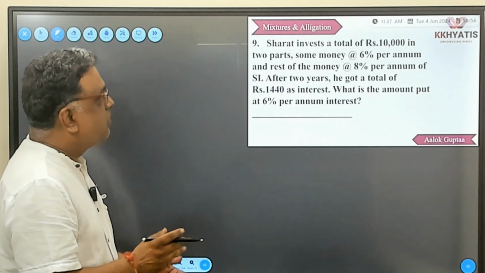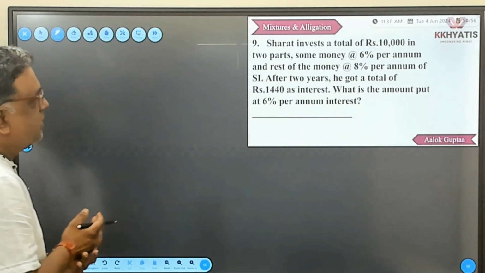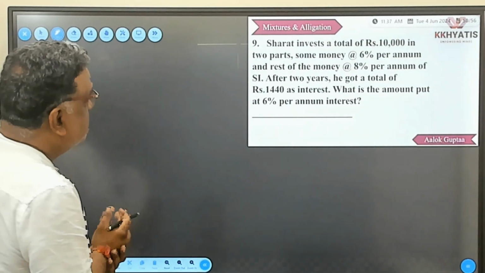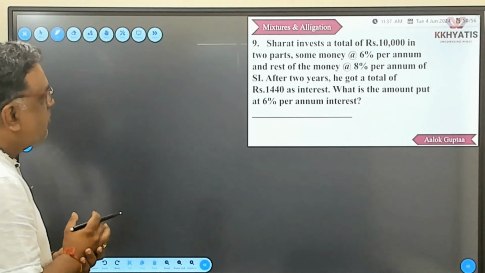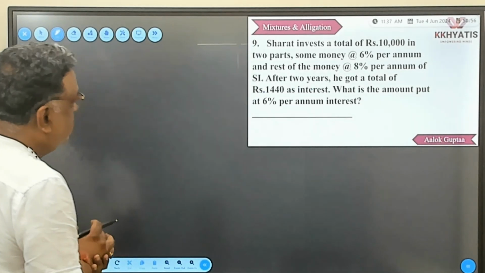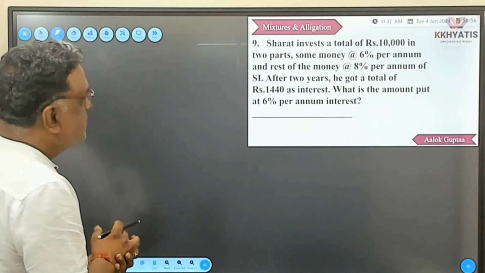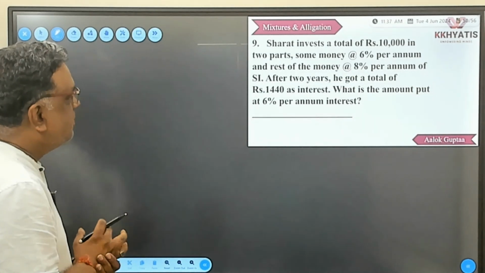Sharath invests a total of rupees 10,000 in two parts. Some money at 6% per annum and rest of money at 8% per annum. After 2 years, he got a total of 1440 as interest. What is the amount put at 6% per annum interest?